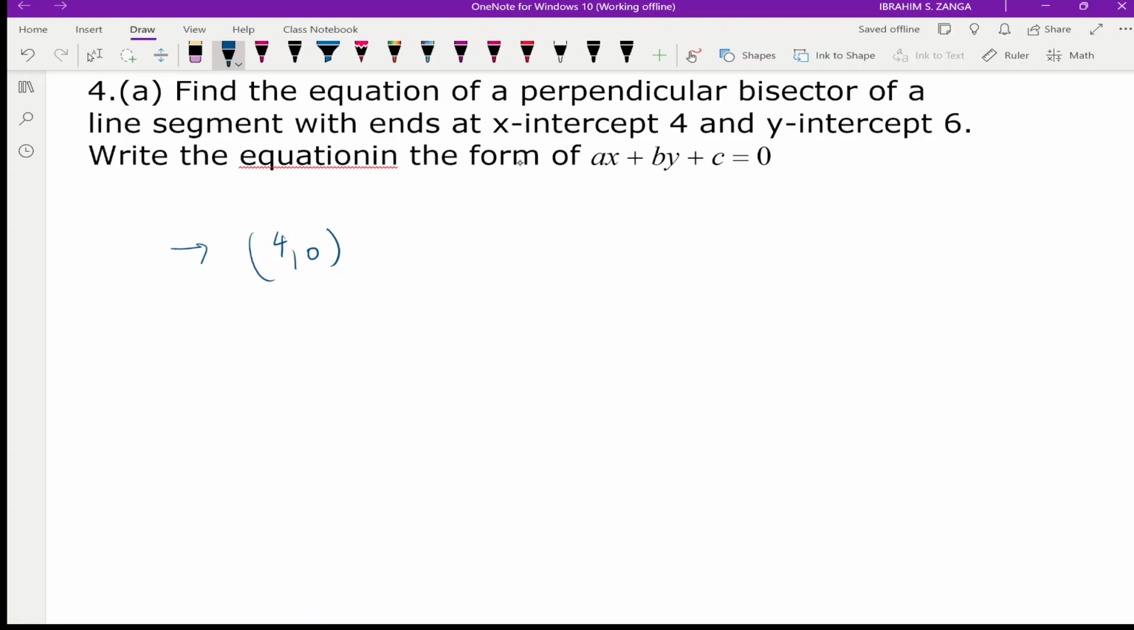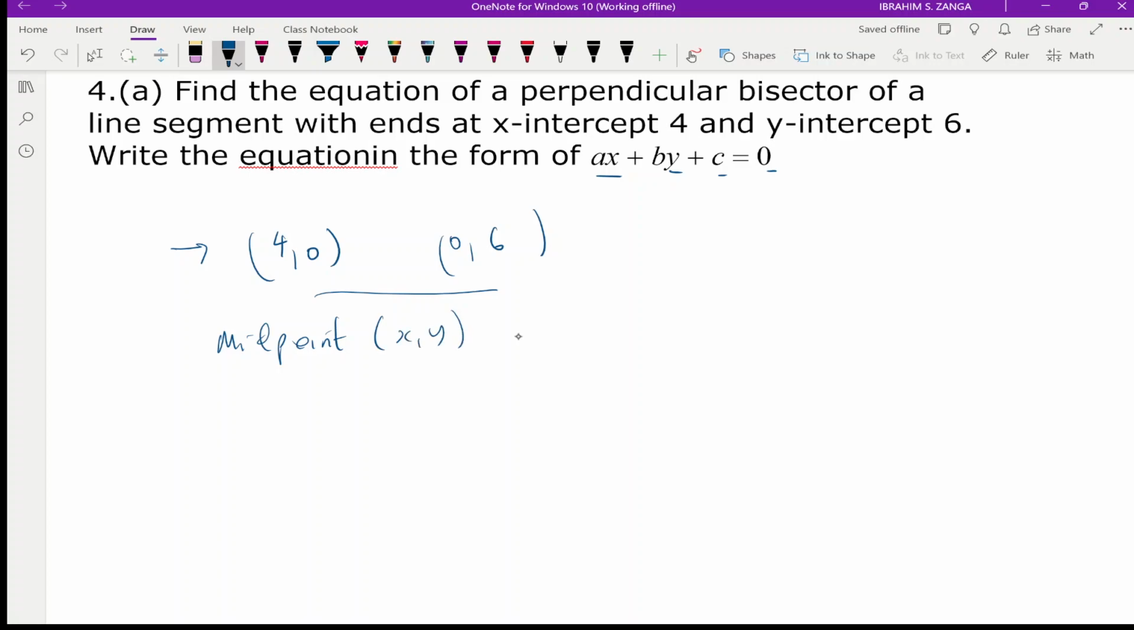The line segment has ends at the x-intercept and the y-intercept, which is 0, 6. Write the equation in the form ax plus by plus c equals 0. So first of all, to find the perpendicular bisector, you have to find the midpoint here. So we are going to start with the midpoint.